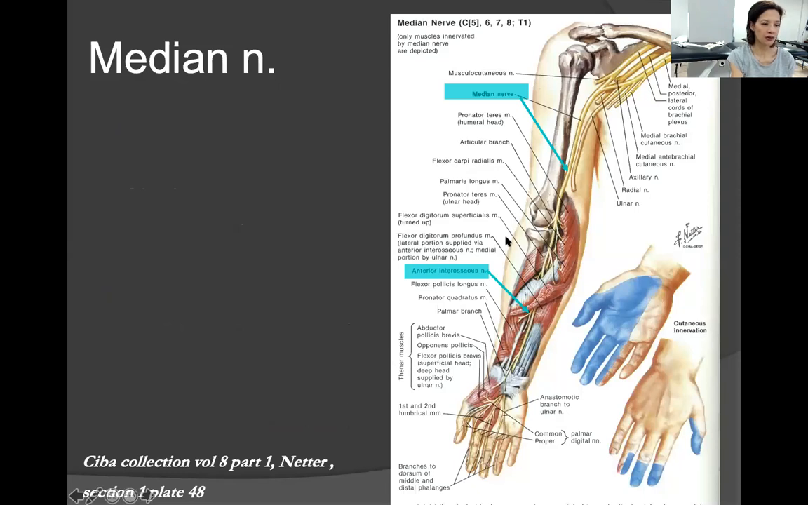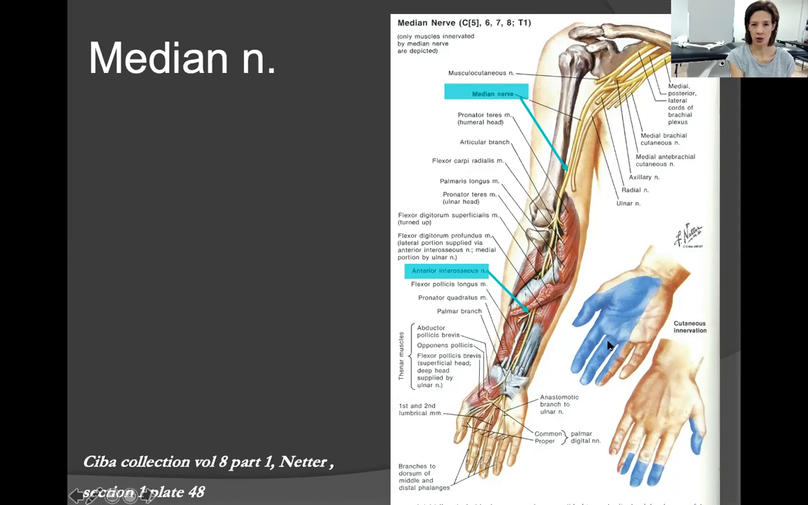So the median nerve, if we look at where it's coming off here and down the arm, it's just medial to the biceps, and it's going through the cubital fossa here, and it's going underneath and between the two heads of the pronator, which could be an area of impingement. Then it's going under the forearm flexors, and of course in the carpal tunnel.